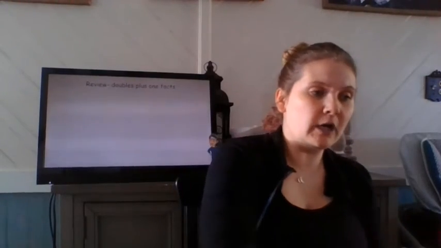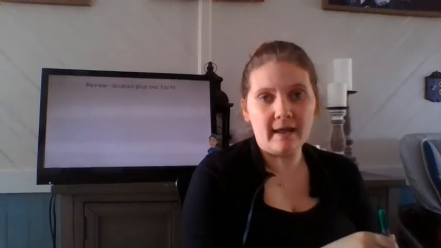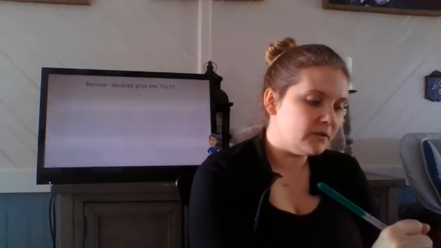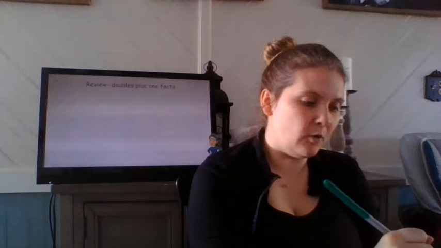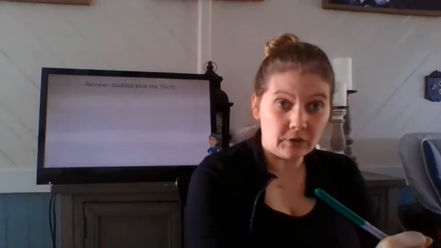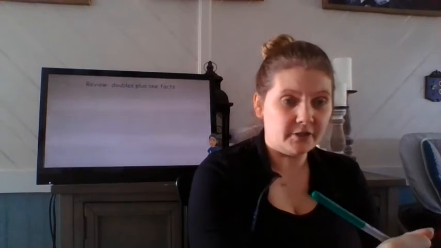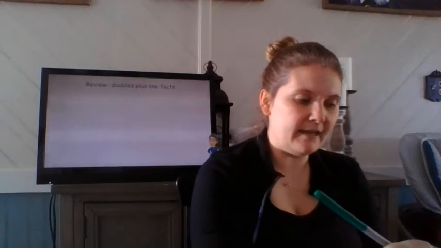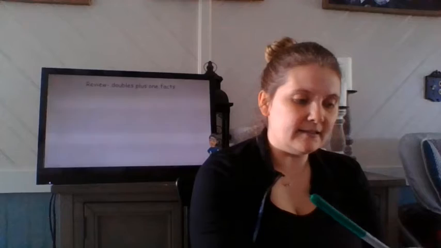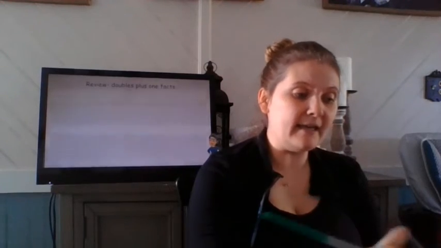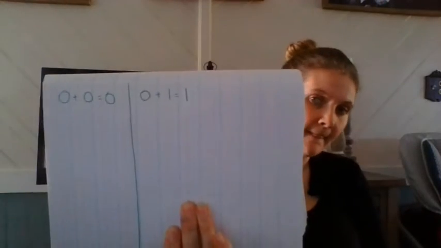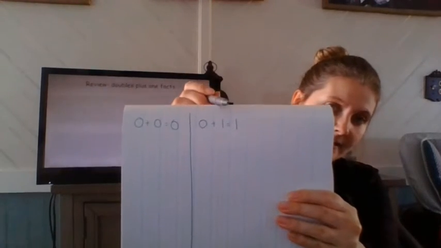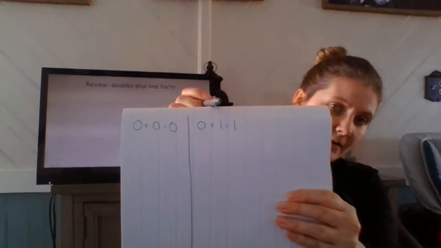So today we're going to work on doubles plus 1. Now this is what I want it to look like. So you're going to first write 0 plus 0 equals 0. That's your doubles fact. And then you're going to make another column, and it's going to look like this. 0 plus 1 equals 1. So this is our doubles fact column. This is our doubles plus 1 fact column.